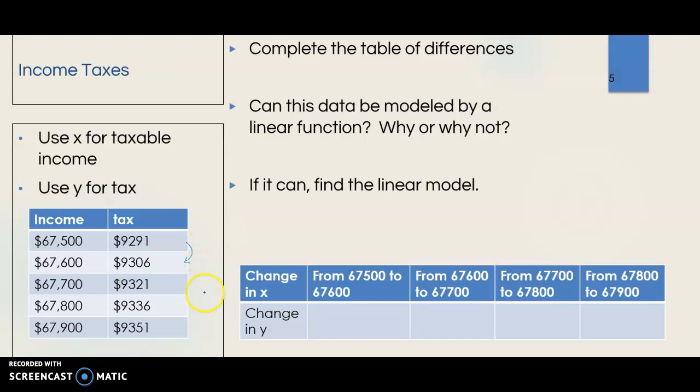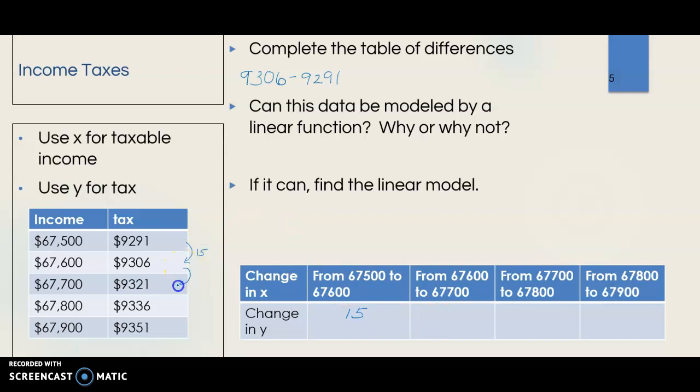So I'm going to take my calculator, and let me see if I can go up here where I have some space. I would take 9306 and I would subtract 9291. So when I do that on the calculator, I end up with a value of 15. And so that's that first block. So now I'm supposed to do the next one. So right here, this is a change of 15.